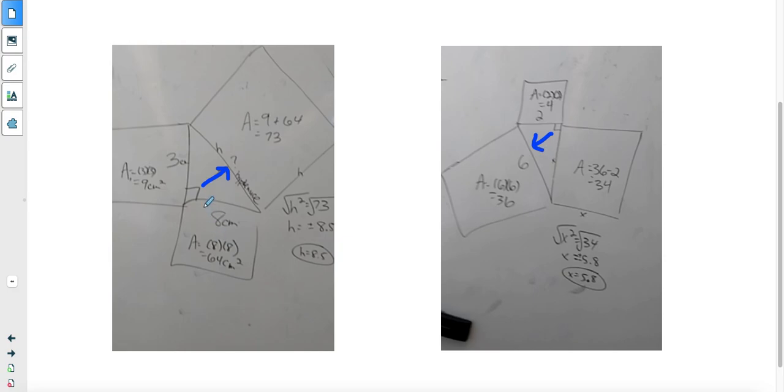And since this big square is across from the 90-degree angle, that must also mean that this square has the longest side. And we call this side, the longest side of the triangle, the hypotenuse. The hypotenuse of a triangle, the longest side, is always going to be across from the 90-degree angle.